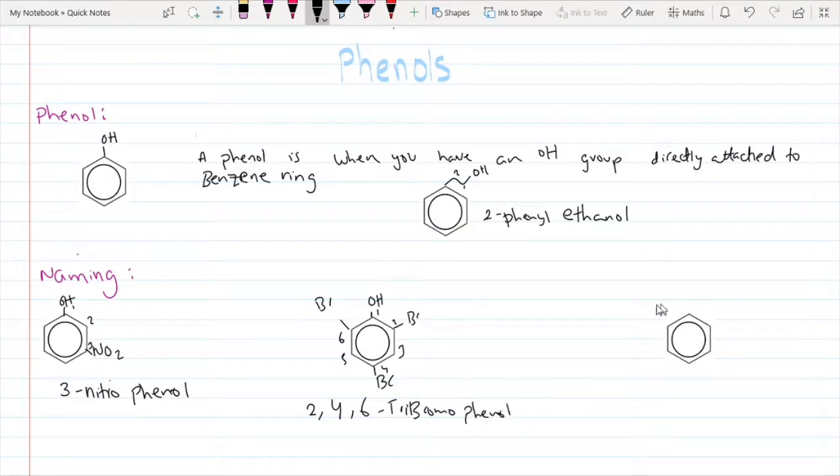Okay, so now moving on to our third example, and this is actually to do with the exceptions. The exceptions were benzaldehyde, when you have an aldehyde functional group attached to the benzene, phenylamine, when you have an amine group attached to the benzene, and benzoic acid, when you have a carboxylic group attached to the benzene ring.